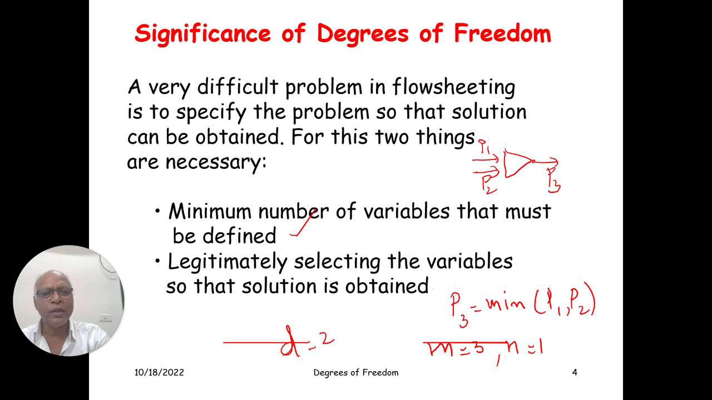So you must legitimately select the variables so that a solution can be obtained. Remember, this second part is not going to be addressed by degrees of freedom. It only tells you the minimum number of variables that you must be able to define in order to solve the problem. Just because you are satisfying the minimum number, it doesn't mean that a solution is guaranteed. So you need to have the background and identify what should be the variables that I need to define in order to always get a proper solution. So this is left to your judgment and engineering knowledge.